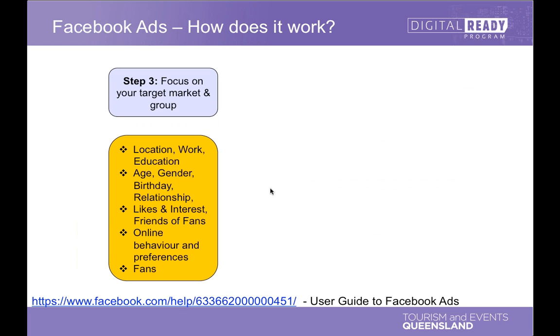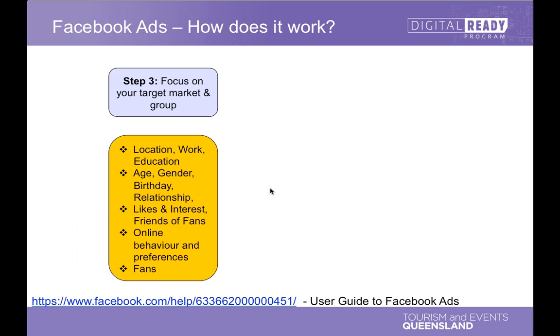You can target people by the level of education, if they've finished high school or they have a degree. You can even target by specific schools or universities. You can target by age or gender, male or female or both. You can target by people who have a birthday coming up soon. You can target people who are in a relationship or who have changed their relationship status.